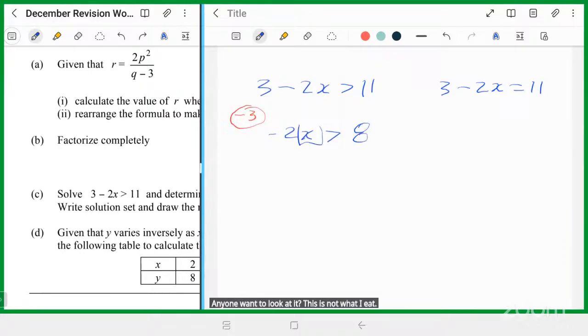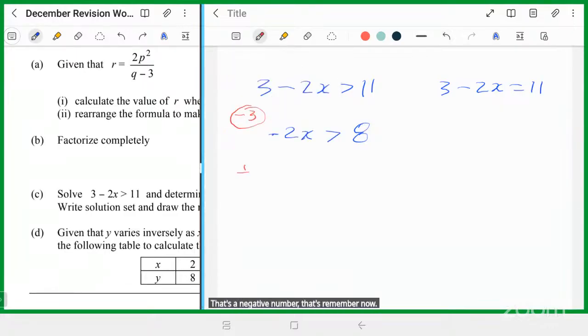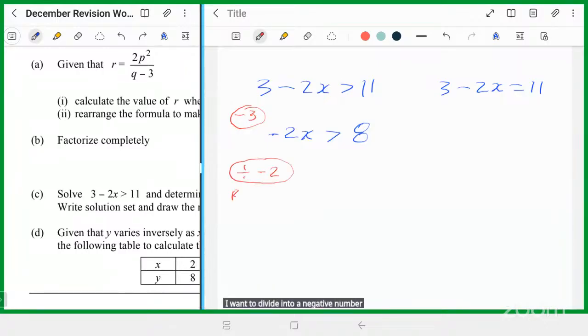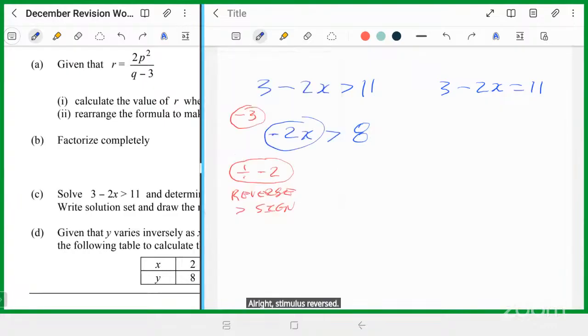Then to leave x as the subject, I need to divide by this negative 2. That's a negative number. Let's remember now. We're going to divide by that negative 2. Because we know dividing with a negative number, we have to reverse. You have to remember this, guys. Reverse that greater than sign. Alright? Simply just reverse it. So you divide this by the negative 2, it becomes x. This sign is reversed to less than. Divide this 8 by negative 2, it becomes negative 4. That is your solution. Alright?